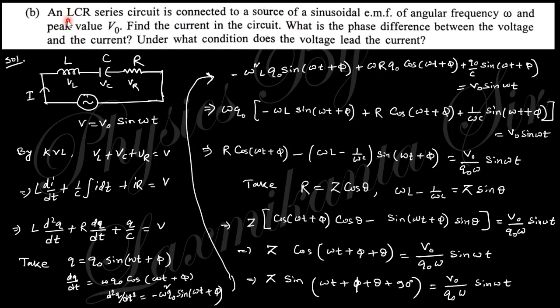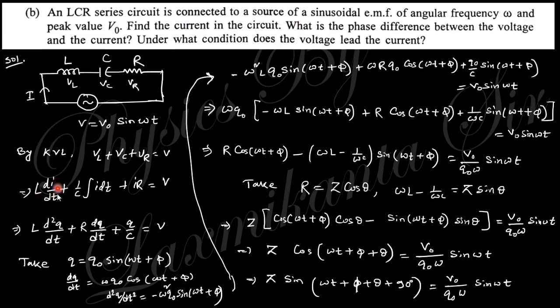Next question says an LCR series circuit is connected to a source of sinusoidal EMF, electromotive force, of angular frequency omega and peak value V naught. So the potential will be V equals V naught sin omega t. Find the current in the circuit. For that we take this LCR circuit: the potential across L is VL, across C is VC, and across R is VR. The sum of these equals V according to Kirchhoff's voltage law, KVL.